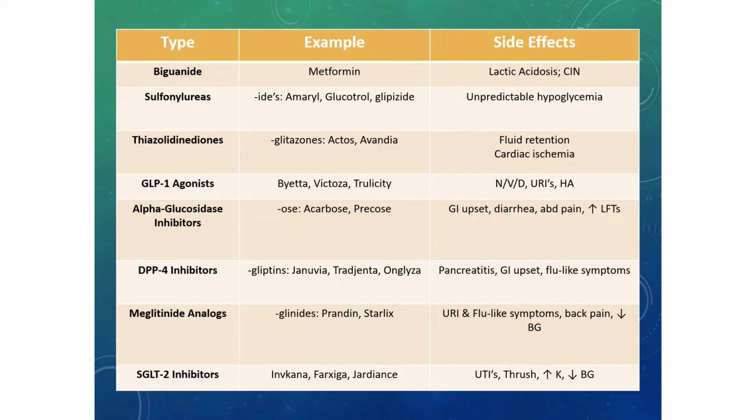And then you've got meglitinides such as Prandin and Starlix, which are rarely ever used anymore. And then also SGLT2 inhibitors such as Invokana, Farxiga, and Jardiance. These basically cause you to pee out glucose, so it's going to increase your risk of urinary tract infections. It can cause thrush, it can cause your potassium to increase, and can cause hypoglycemia.